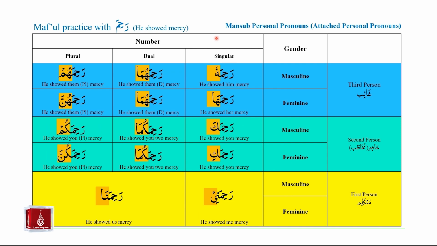In this table, we will do practice using rahima. Rahima is the combination of fi'il and fa'il. Fa'il in the case of rahima is huwa, which is hidden within rahima. Rahima means he showed mercy. Rahimahu, he showed him mercy. He is huwa, which is fa'il, that is hidden within rahima.